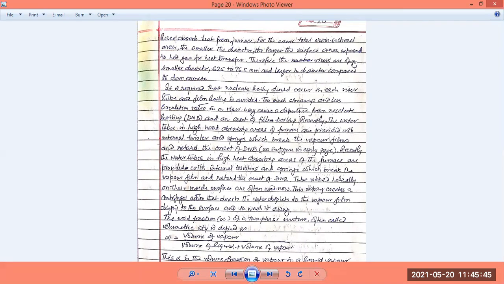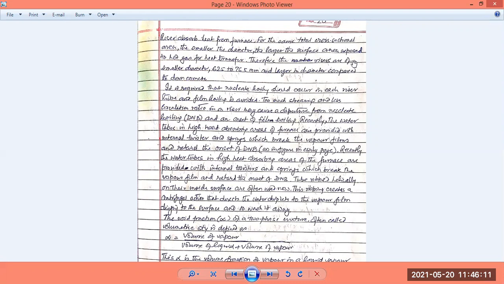The risers are of small diameter. The smaller the diameter, the larger the surface area exposed to the hot gas for heat transfer itself. Therefore, the risers are of smaller diameter.